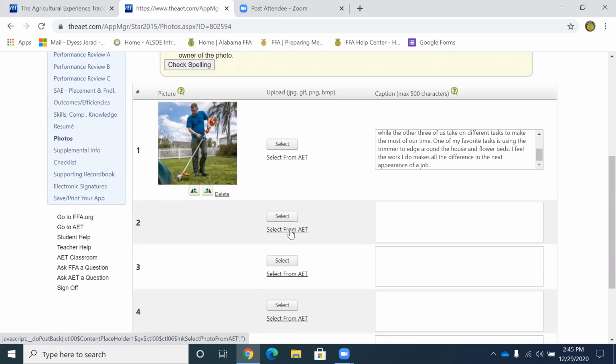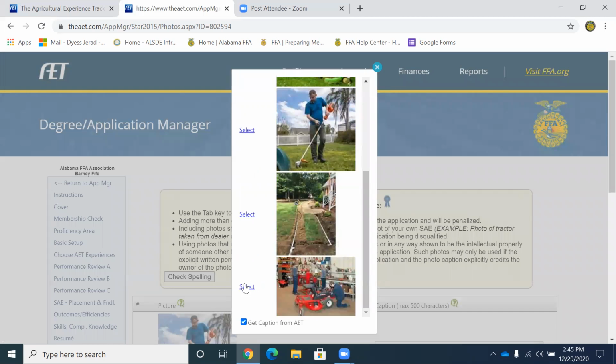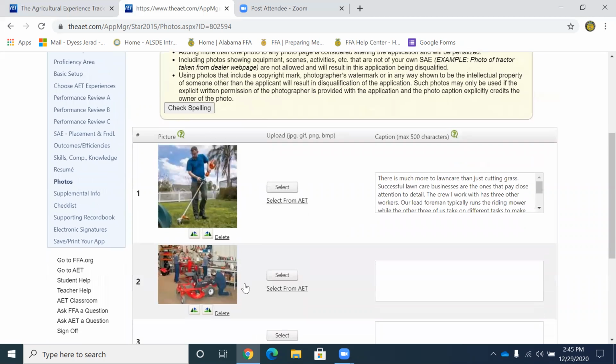So go ahead and do your pictures, do your captions, do your cropping when it's fresh on your mind. And you can actually crop these pictures right here just as well.